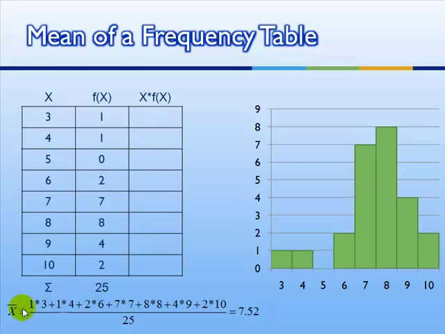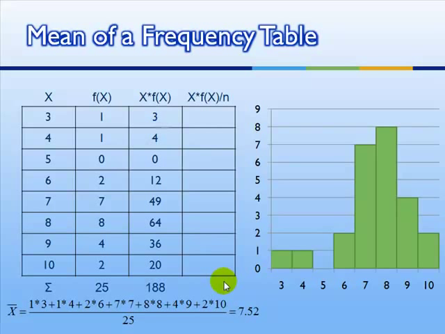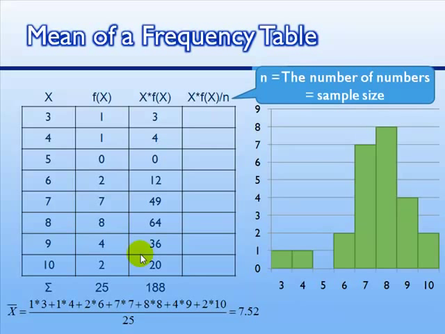Now, let's do what we did here, which is we're going to multiply the number times the frequency, the number times the frequency, the number times the frequency, and put them all in this column here. So 3 times 1 is 3, 4 times 1 is 4. 5 times 0 is 0, and we go all the way down, like so. What we're going to do is then sum all of these, and we get 188. Now we're going to do something a little different. We're going to take this column here, and we're going to divide by n. N is the number of numbers, or the sample size.